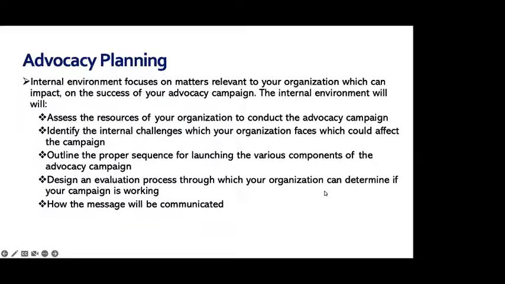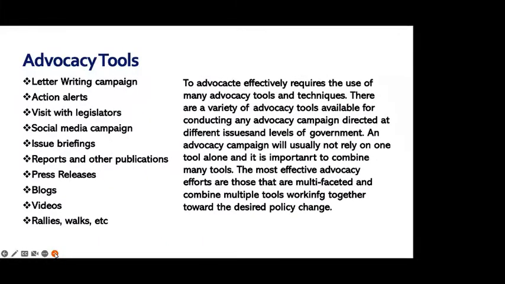How the message will be communicated, I've discussed this earlier, is also very, very important as part of your assessment of your internal environment, to discuss how you will engage with your supporters and how you will undo or manage your opponents and all that. These are things that you discuss when it comes to the way you put together your campaign.